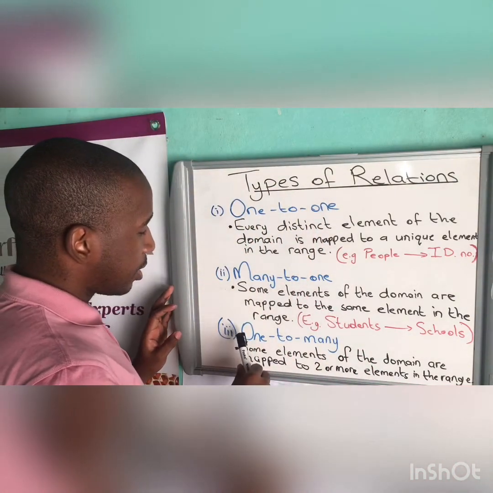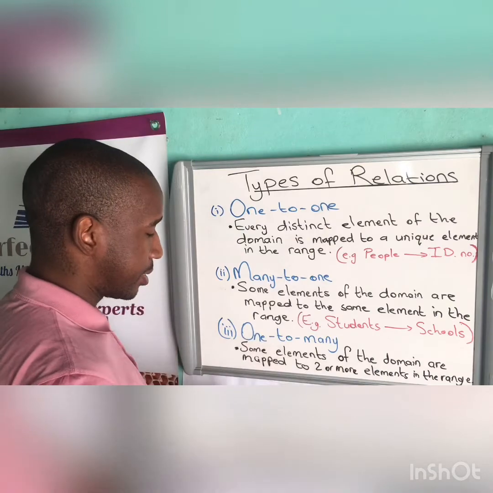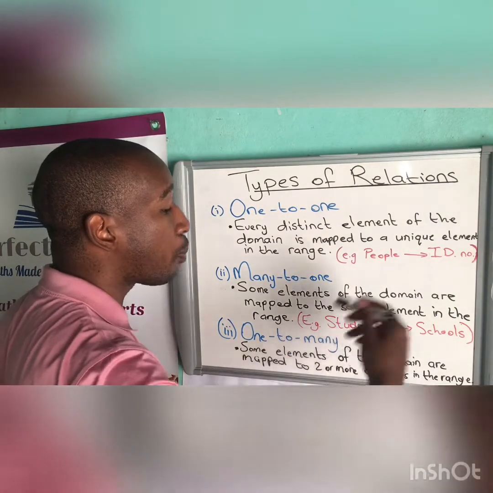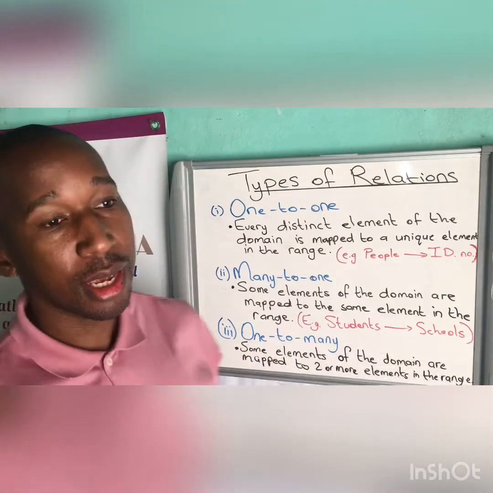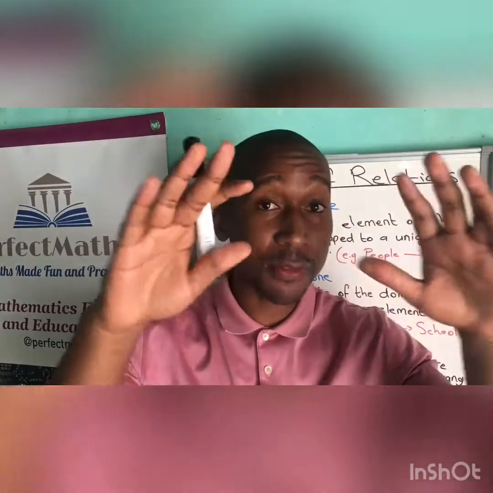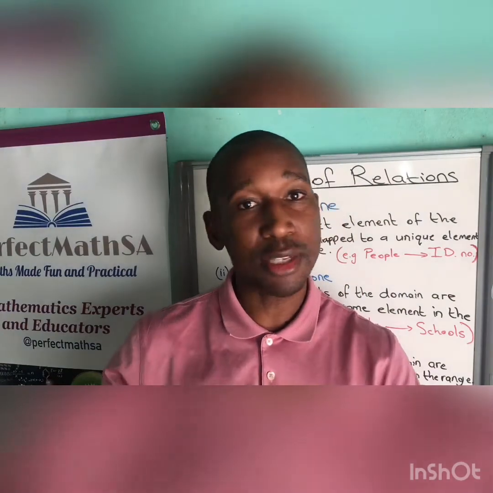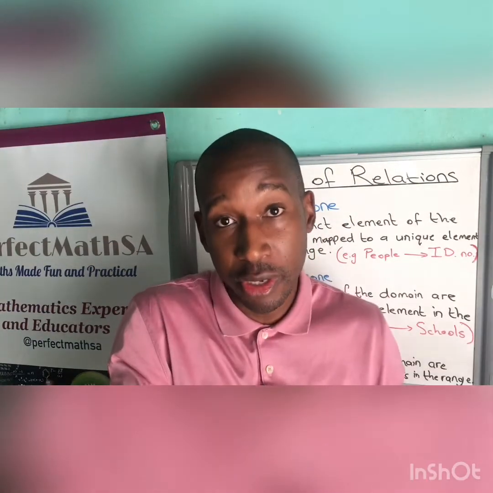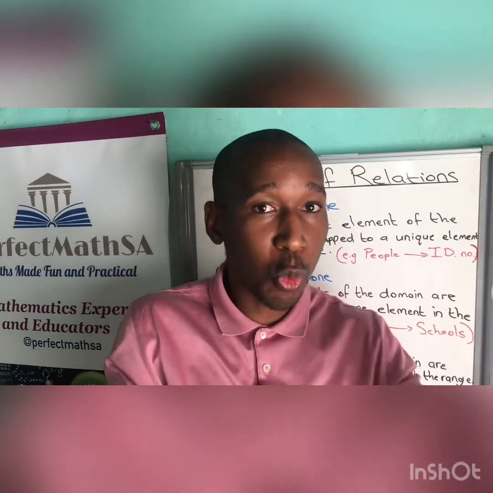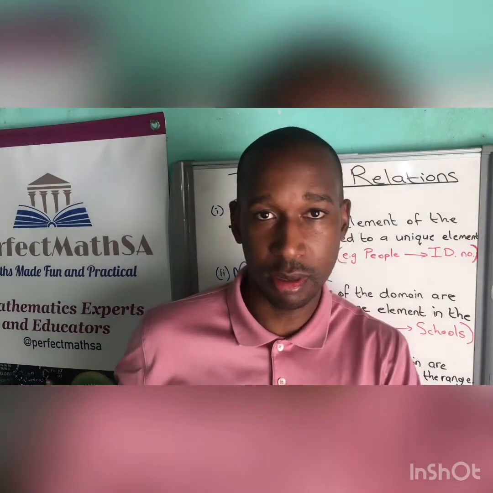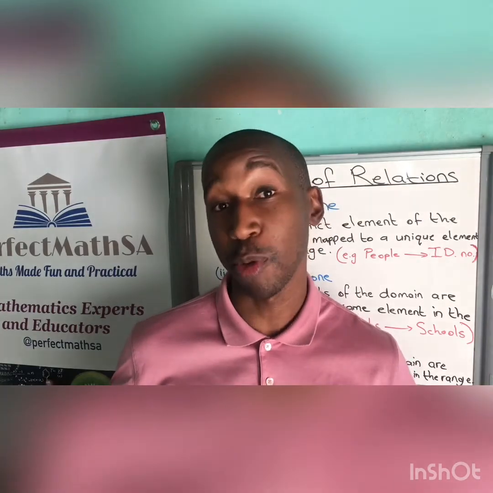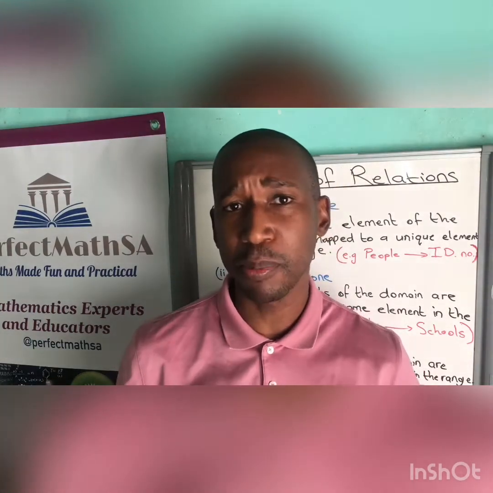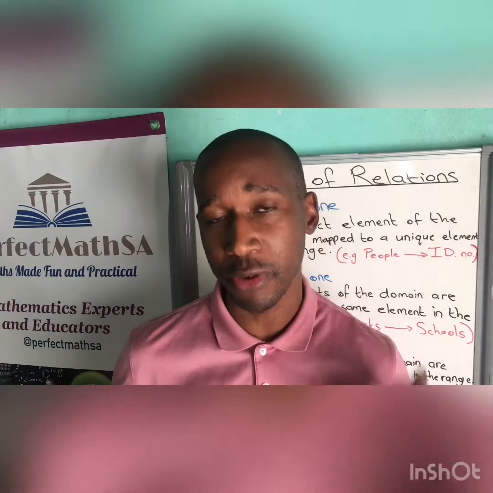Now, the next one is the one-to-many case. Here, some elements of the domain are mapped to two or more elements in the range. Here you can think about the set of all fathers in the world and the set of all children. Now, one father can have different children, but we cannot have one child having two different fathers. It doesn't make sense. Biologically, it's impossible. So those are the types of relations. You can think about more examples that deal with each and every type of relation that we have.